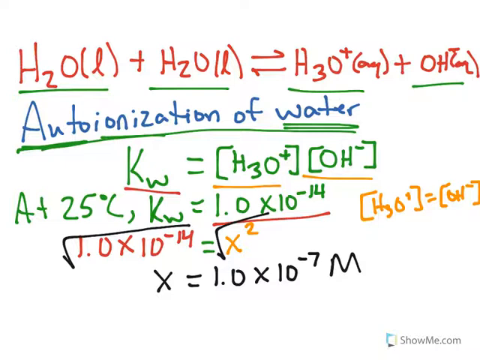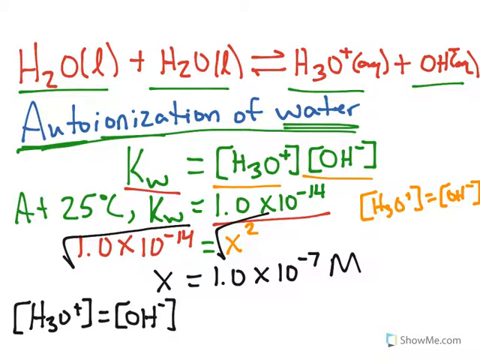Now you've just discovered something huge. You've discovered in pure water the concentration of H3O plus. We already knew it was the same as the hydroxide, but now we've discovered that they're both 1.0 times 10 to the negative 7th molar.